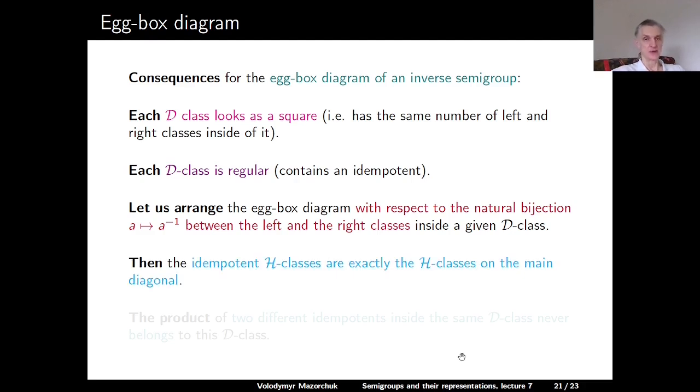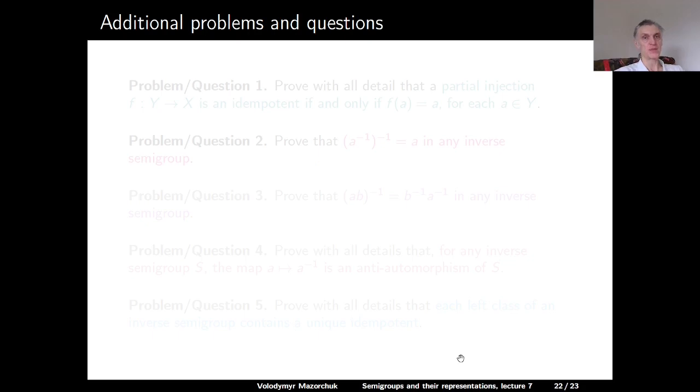And then, each L class and each R class contains an idempotent, and these idempotents then will align on the main diagonal of this picture. And the product of two different idempotents inside the same D class never belongs to this D class, it goes farther down in the order.